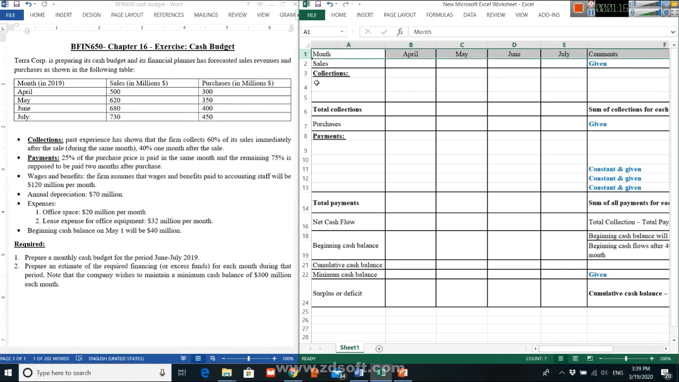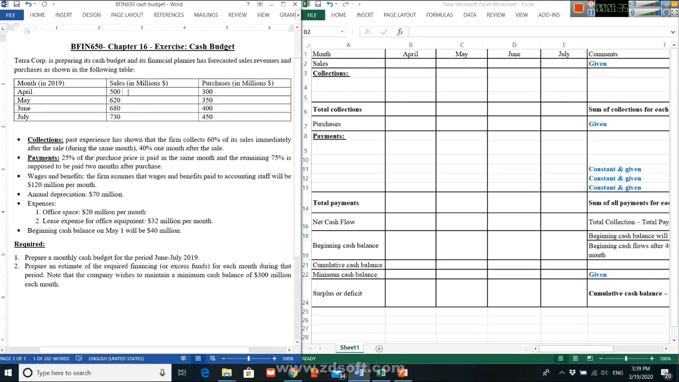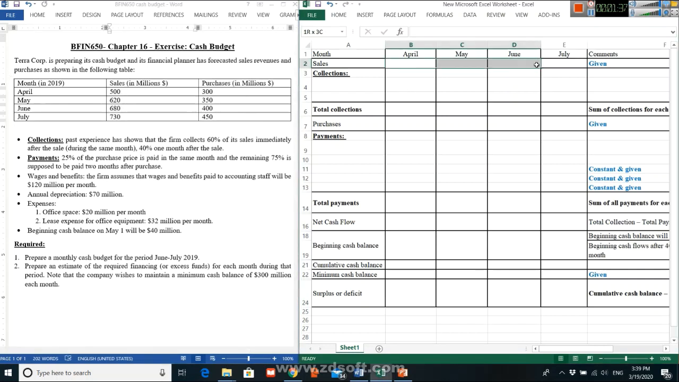Let's go to the cash budget. The first row of the cash budget is concerned with the different months. So April, May, June, July, as given by the exercise. The second row is concerned with the sales. So all we have to do is to copy these amounts in here. So during April, the sales are 500, May 620, June 680, and finally July 730. As indicated in here, these amounts are given.